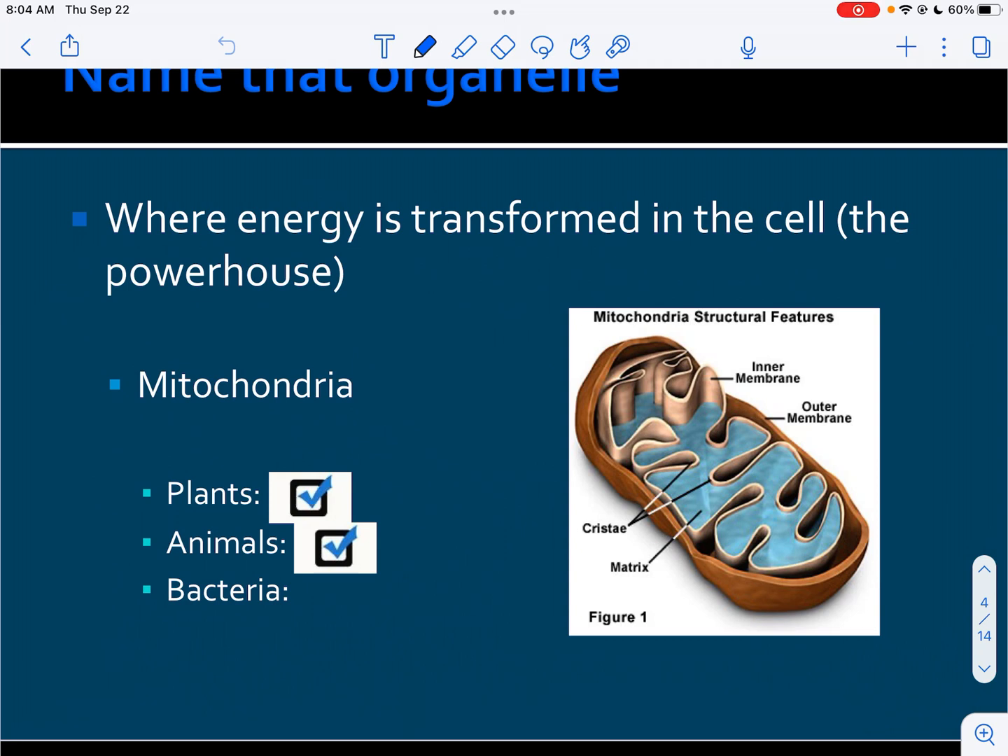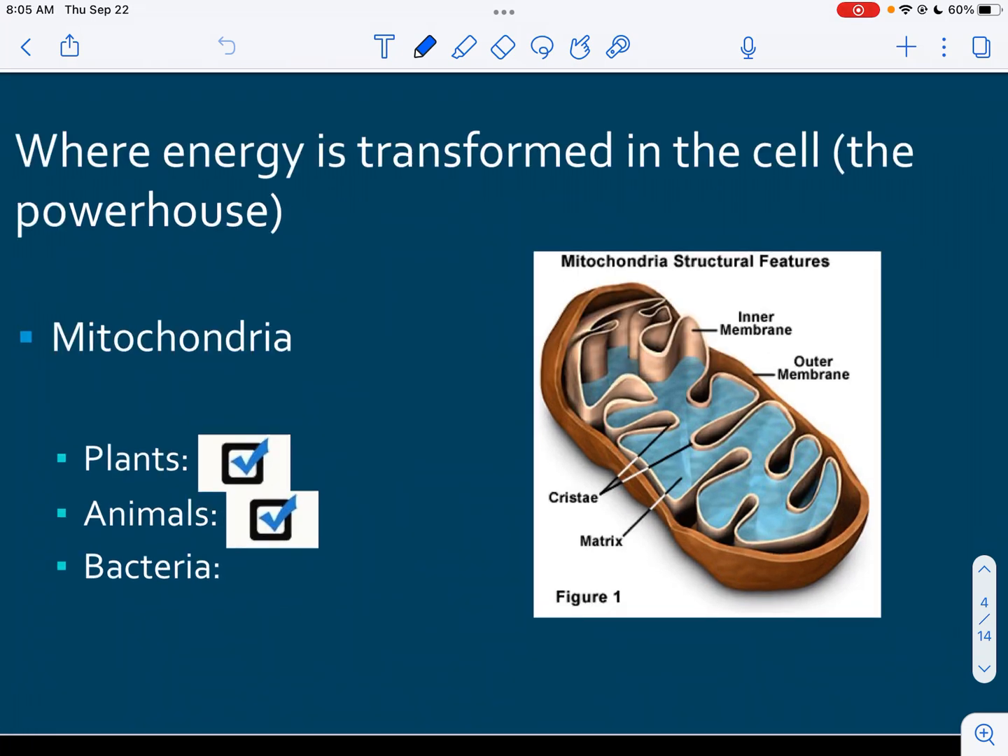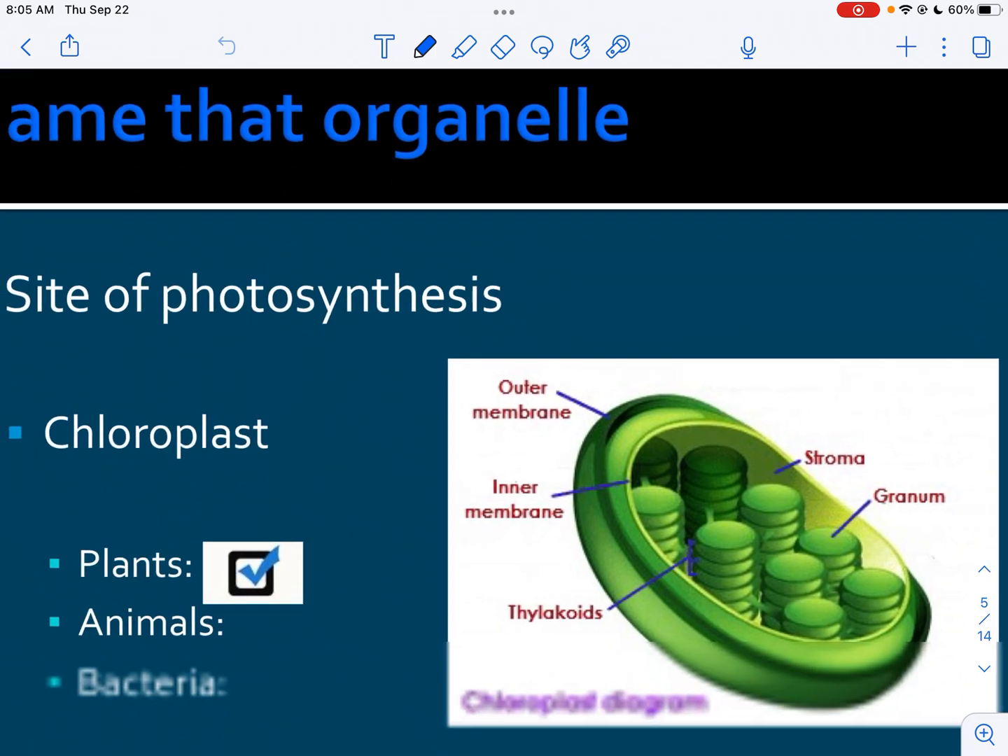Now we said bacteria, is that prokaryotic or eukaryotic? Prokaryotic, right? So bacteria is prokaryotic. Do you see how this has an extra membrane? We said pro rhymes with no: no nucleus, no membrane-bound organelles. So this is a membrane-bound organelle, so they do not get their energy from the mitochondria. So no for the bacteria.